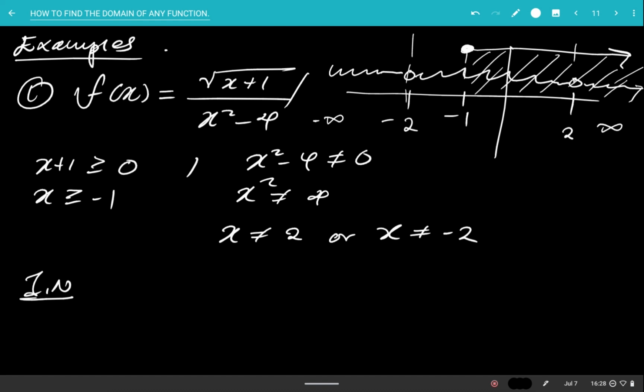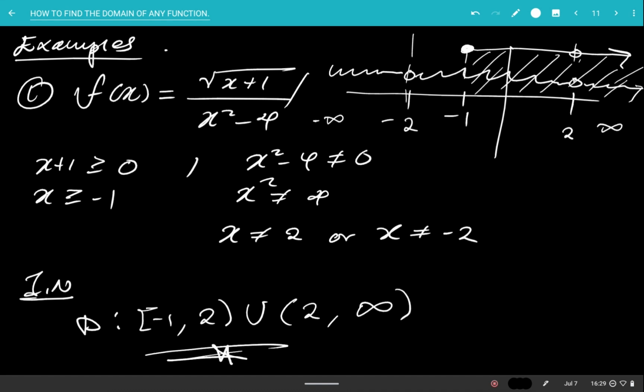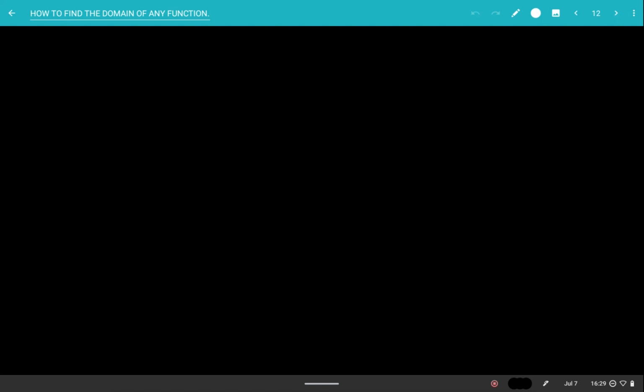Which means that in interval notation, my domain will just start from the inclusion of minus 1, up to 2, not including 2, and then from 2 to positive infinity. Like that. Let's look at another example.